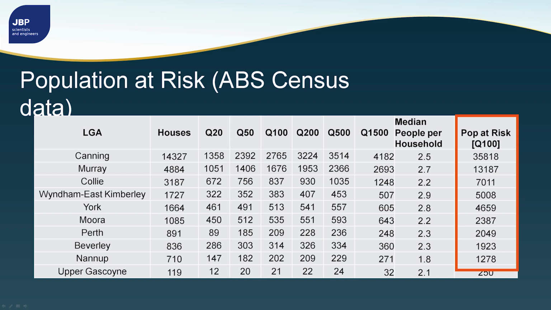And how to build on this data is you find data sets out there that you can enhance any of those statistics. So we're looking at taking that spatial data and then combining it with anything else we can get. So this is an example for population at risk, so it's using ABS census data.